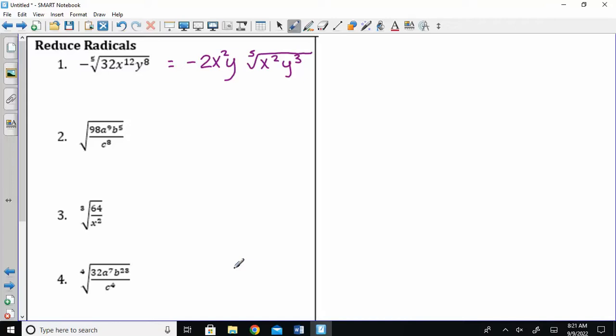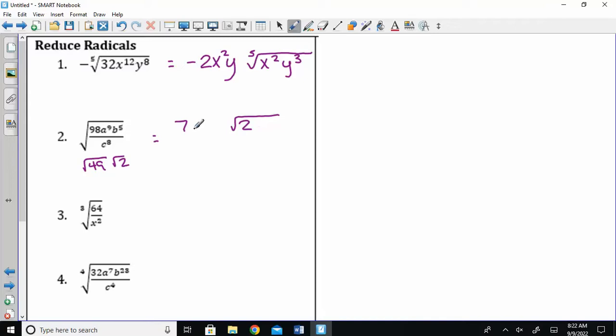All right, number 2. This one is a square root. So 98, is that a perfect square? No. So we have to break it down. We can break 98 into 49 and 2. Square root of 49 is 7, and a 2 stays underneath.